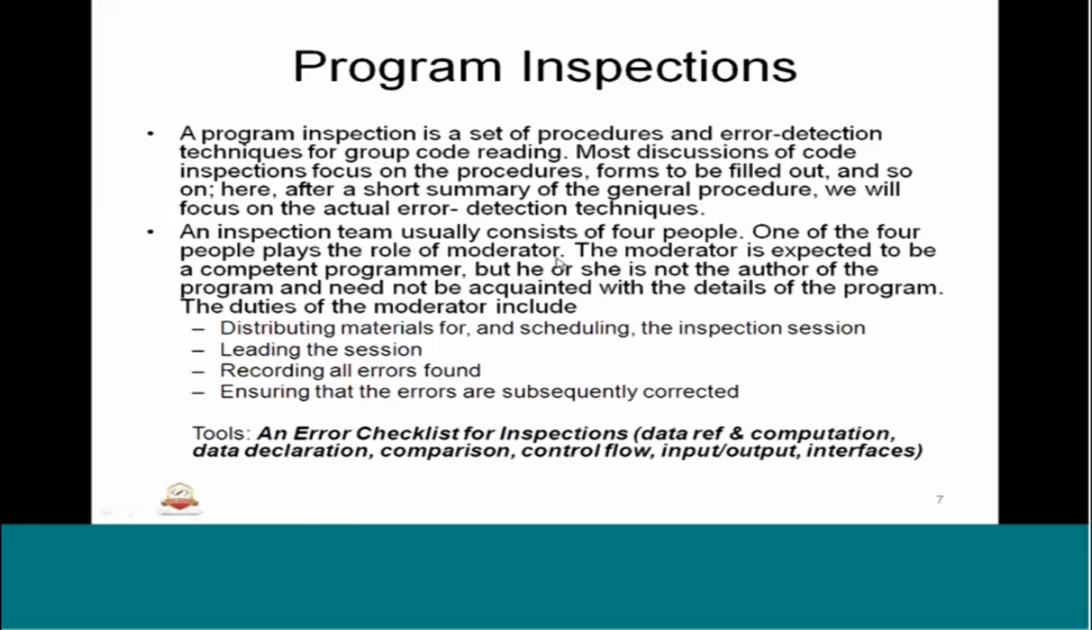An inspection team usually consists of 4 people. This example is basically from typical embedded software, so don't get biased or take this as a definite number. It could be 5, 6, depending on the complexity and the intended program. It could be less also.